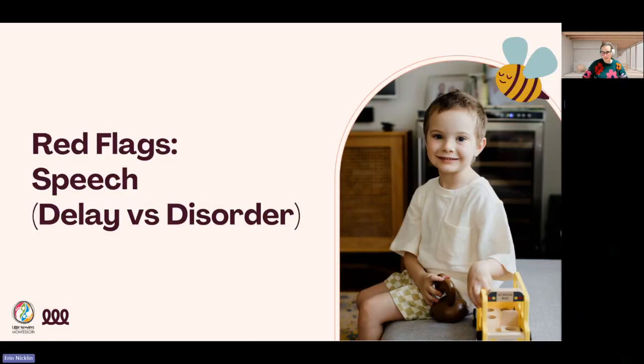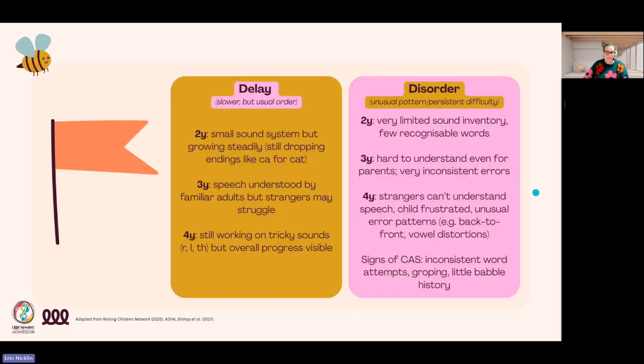Now we've got our red flags by speech. So here we have got our delay. So 2 years, we have a really small sound system, but it's growing steady. And when I say sound system, we might have a small number of different sounds that we say. We might be dropping the endings of words. So we might say cat instead of cat. At 2 years, we might have a very limited sound inventory and very few recognizable words.